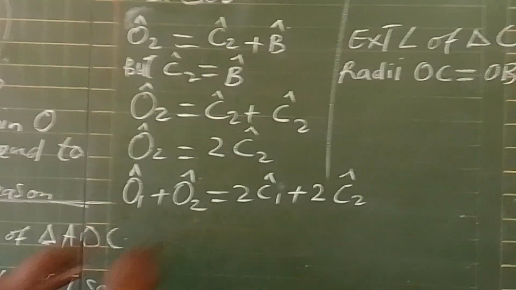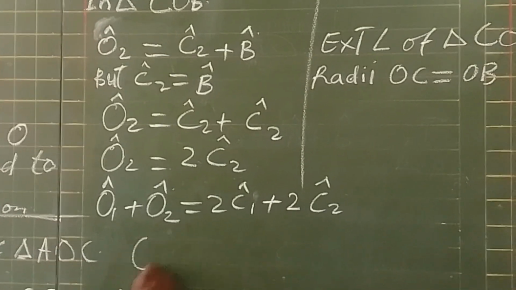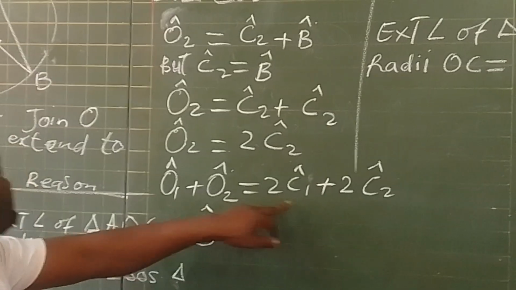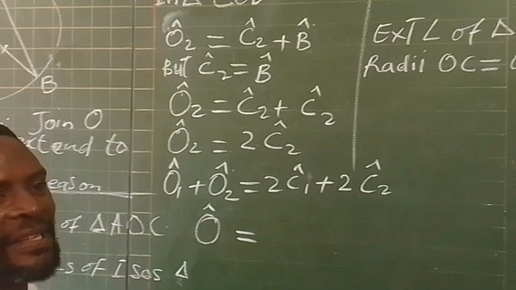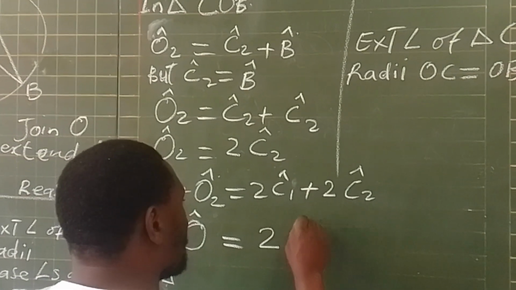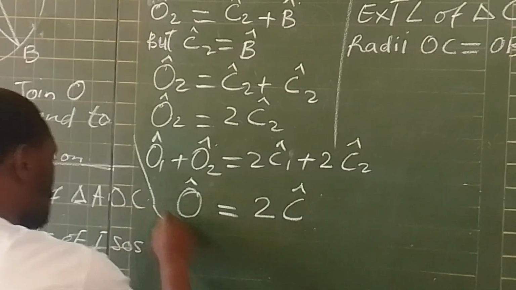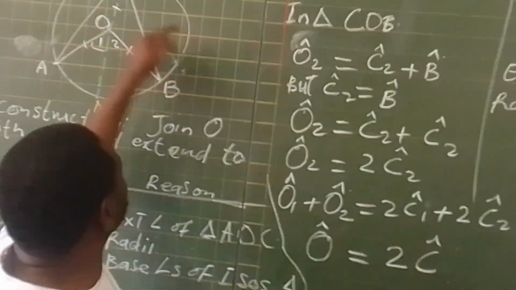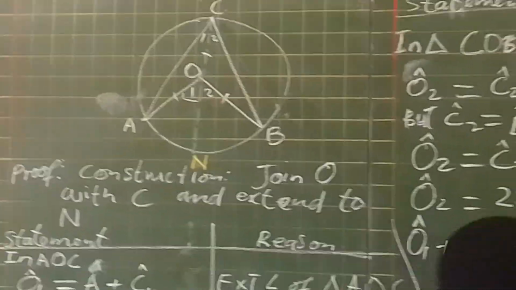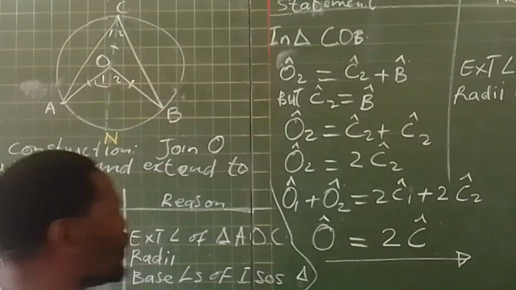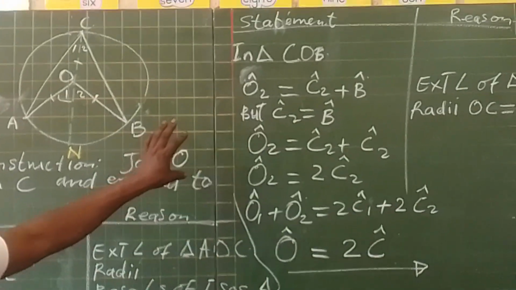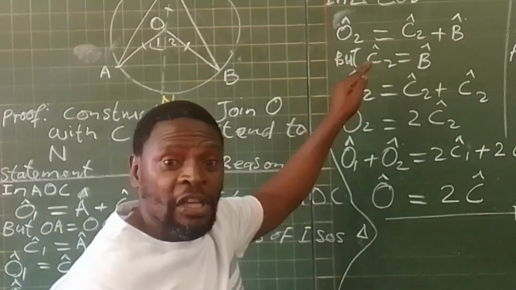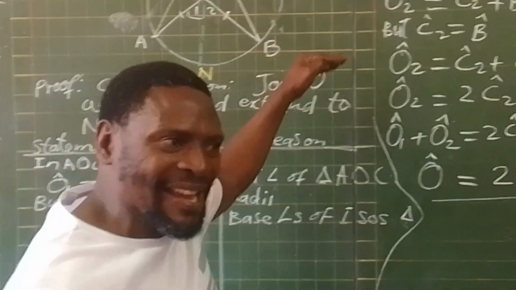O1 and O2 is the same as angle O. Angle O is equal to 2 times C1 plus C2, which is the same as 2 angle C. Then we have proved that the angle at the center is twice the angle at the circumference. This is all the proof you need, grade 12. Just make sure that you practice everything. Make sure that you know all the theorems, how they come about, because the same way you prove the theorem is going to be the very same way that you attend your problems.